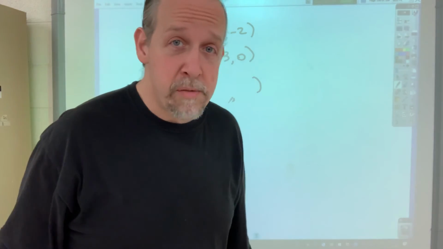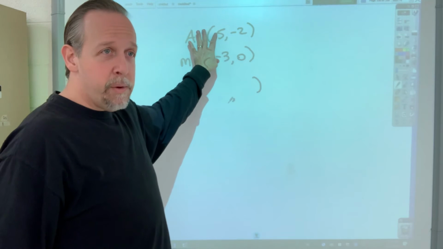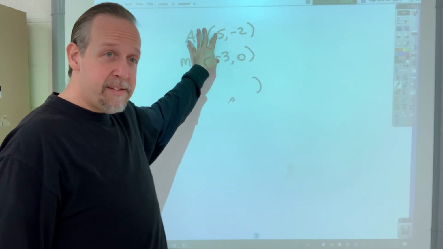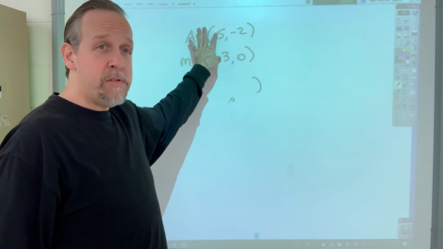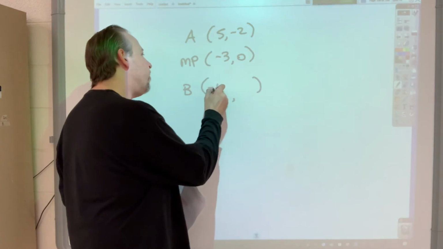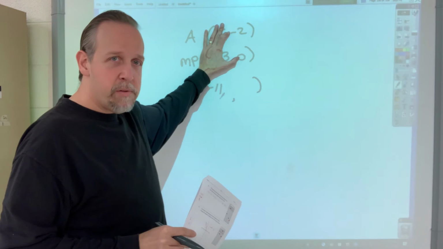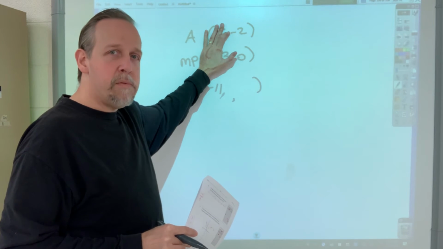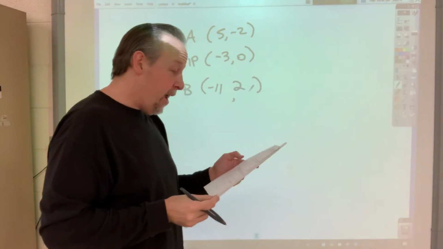How do you get from 5 to -3? Well, you have to decrease by 8, because 5 minus 8 is -3. So do that again. What's -3 minus 8? -11. How do you get from -2 to 0? You add 2. So do it again. 0 plus 2 is 2. And that was the answer.